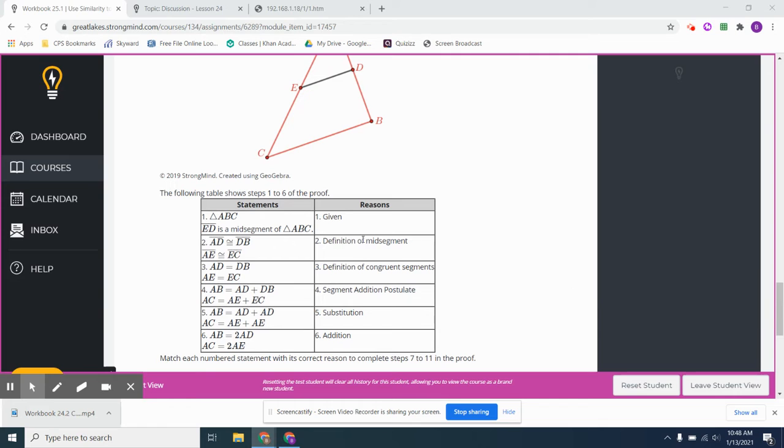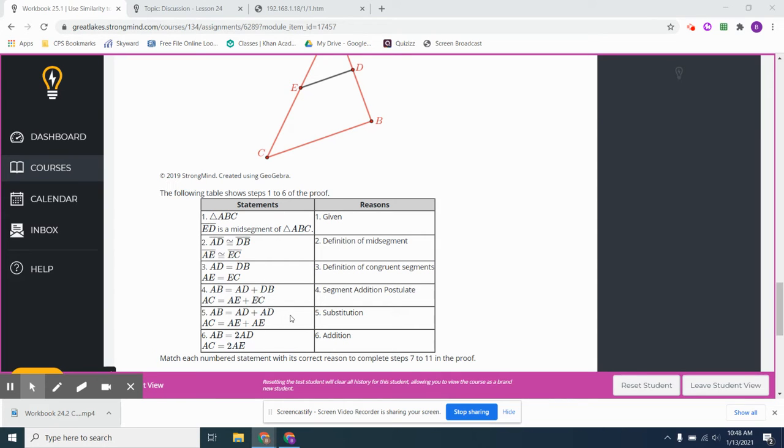It always starts with the given. Then it talks about what those mid-segments mean. So this is equal to that. That one's congruent to that, that one's congruent to that, meaning that their lengths are the same, equal. That's the definition of congruence. Then they talked about adding. These two add to that, these two add to that whole part.